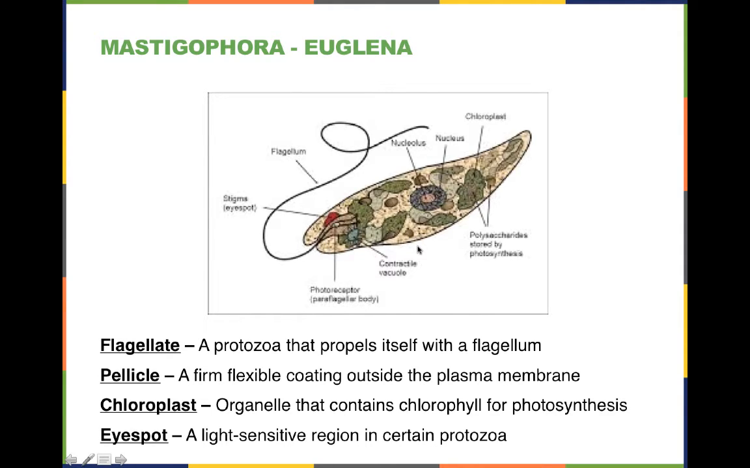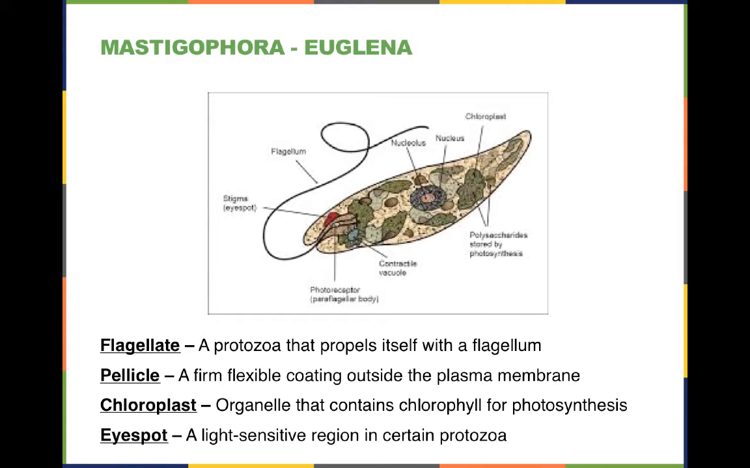They're one of the few protozoans that are autotrophs, and the chlorophyll is contained in these structures called chloroplasts. And photosynthesis occurs here and provides energy for the entire cell.